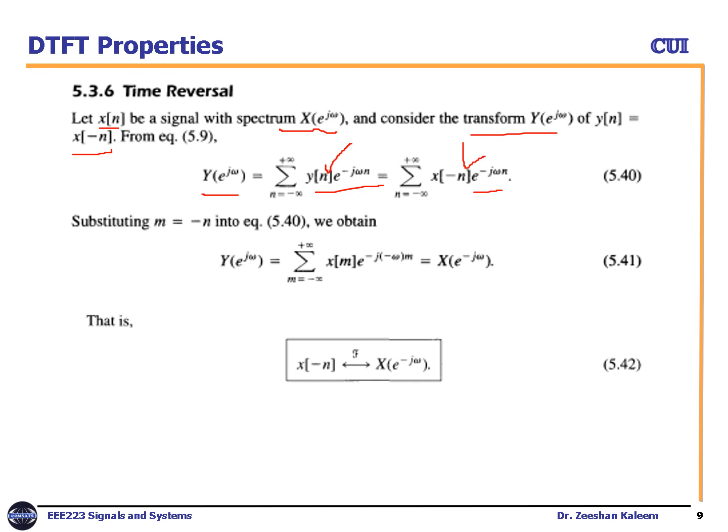Let m equal minus n. Substituting this, you will get x[m], and instead of n you put minus m, so the exponent is e^(j omega m). The difference between X(e^(j omega)) and this one is the negative sign, so it is equivalent to X(e^(minus j omega)). So whenever you take the transform of a time reversed signal, you will get X(e^(minus j omega)) instead of X(e^(j omega)).